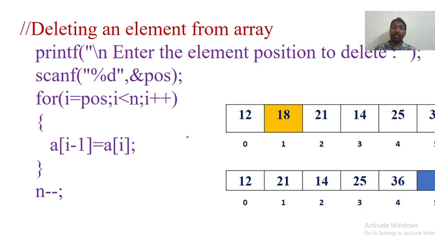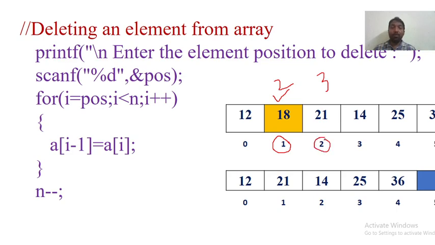Next, this is the logic I wrote for removing an element from an array. After removing an element, the values are shifted from one position to the other. In this code I am asking you to enter the element position to delete. As per my input the position is the second position, where the value is 18. But as per the index, when I say second position, the index value is 1. Suppose I say the third position, the index value is 2.